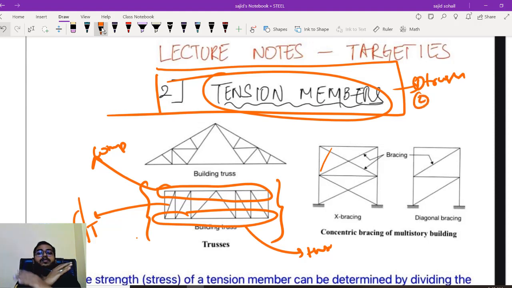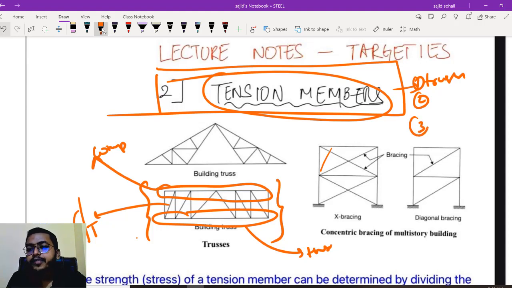See, we'll be using this cross bracings, right, in our multi-story structures. So this cross bracings also, to avoid more deflection of my building, obviously I will be using cross bracings. So these bracings, obviously some will be in compression and some will be in tension.